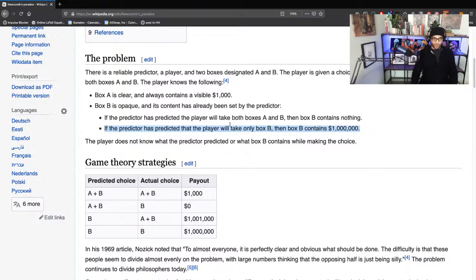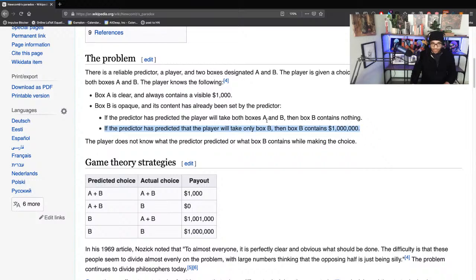Let's just think about that. We have two boxes, two players. One is a psychic who can predict the future. The options available to the player are to take box B, or take both boxes A and B. If the predictor predicts that the person is going to take box B, then the predictor will have put $1 million in B.